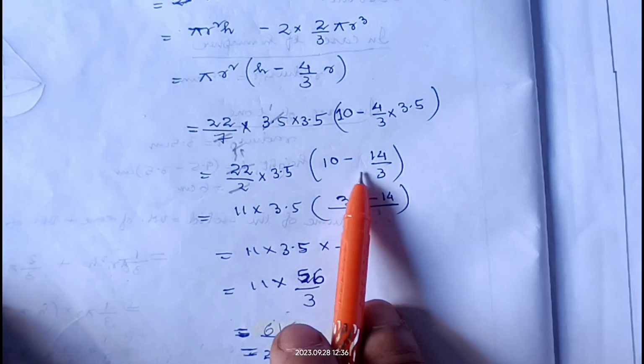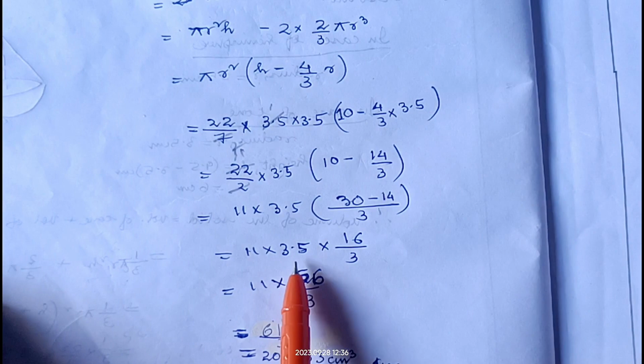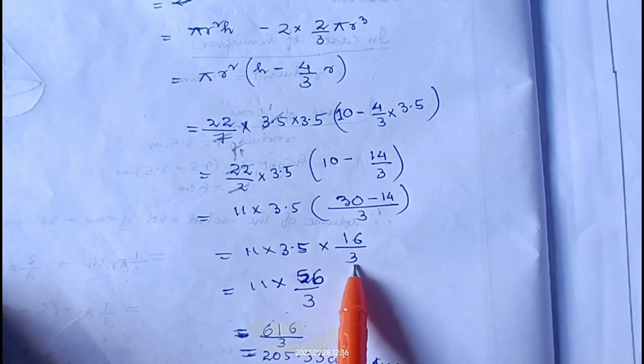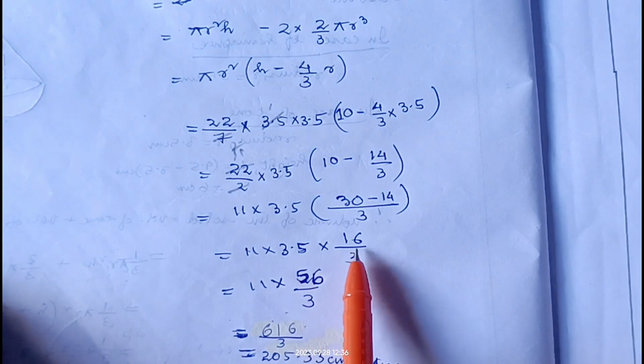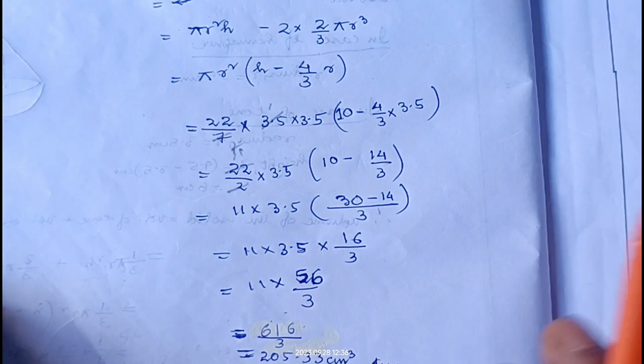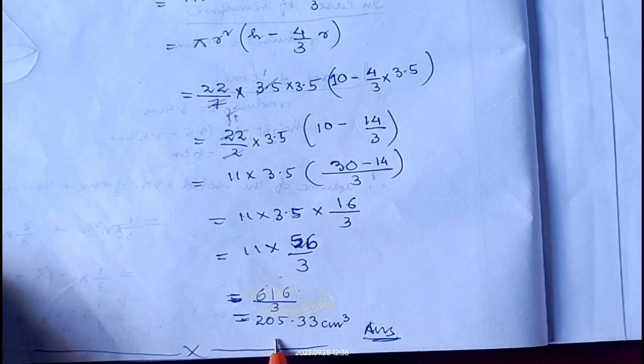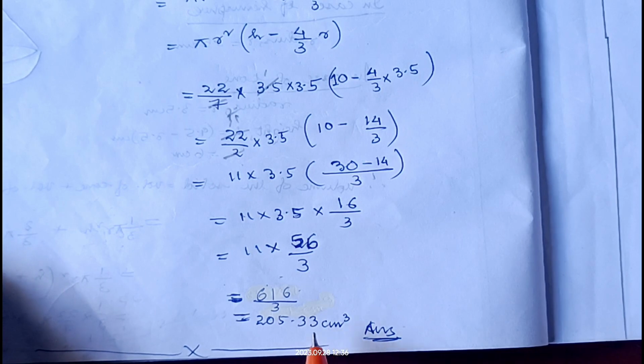Here 3 LCM. 30 minus 14, 11 into 3.5 into 30 minus 14 is 16 by 3. 11 into 3.5 into 16 is 56 by 3. If you multiply, it will be 616 divided by 3, which will give 205.33 centimeter cube. Therefore, volume of wood in the toy is 205.33 centimeter cube.